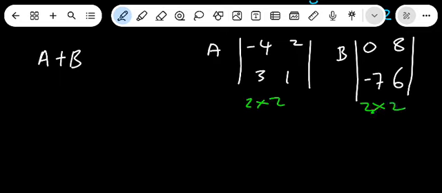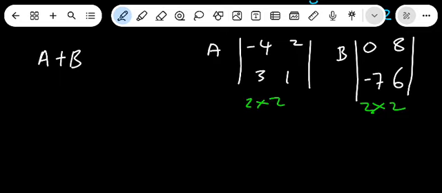You cannot add a 1 by 1 matrix with a 3 by 3 matrix. The order of the matrices must be the same. If it's 3 by 3, you add with 3 by 3; if it's 2 by 2, you add with 2 by 2.